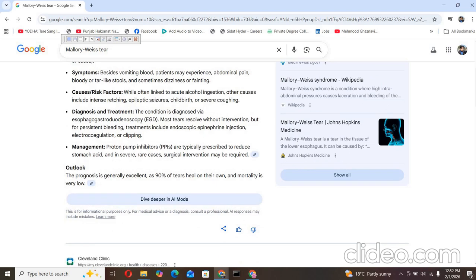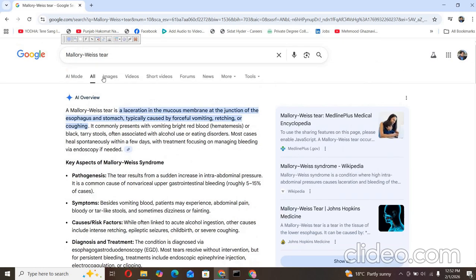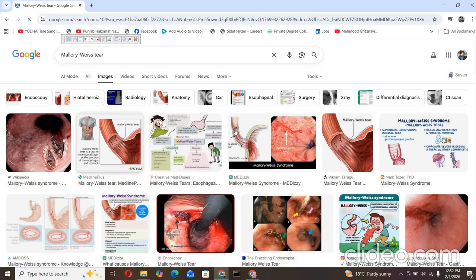Mallory-Weiss tears are caused by forced vomiting, retching, or coughing, commonly presenting with bright red blood, hematemesis, or black tarry stools, often associated with alcohol or eating disorders. Common cases heal spontaneously within a few days, with treatment focusing on managing bleeding through endoscopy if needed.